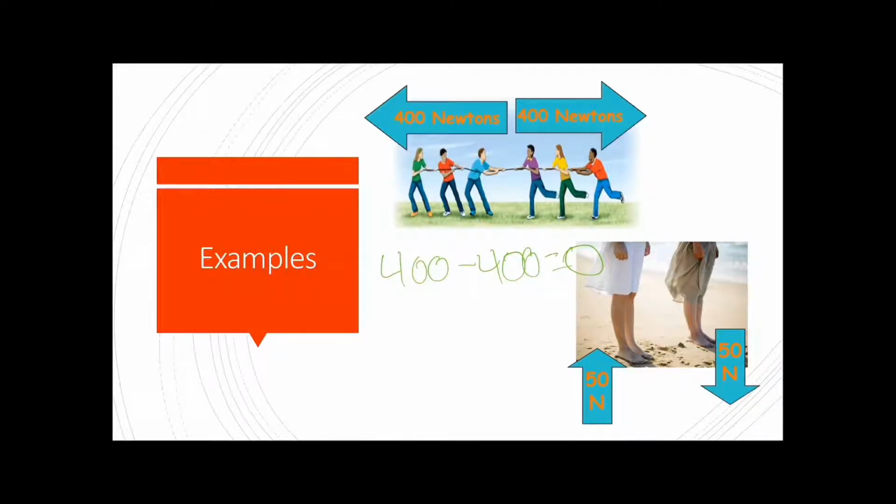What about these people standing on the beach? Well, they're not moving because, I mean, you look at the picture and you see they're standing still, but you can see that the ground is applying 50 newtons upwards, holding them up from the ground, and gravity is pulling them at 50 newtons down. So 50 minus 50 equals 0. So, very big key point. Always remember, balanced forces equals no motion, which equals a net force of 0. So anytime your net force is 0, you have balanced forces.